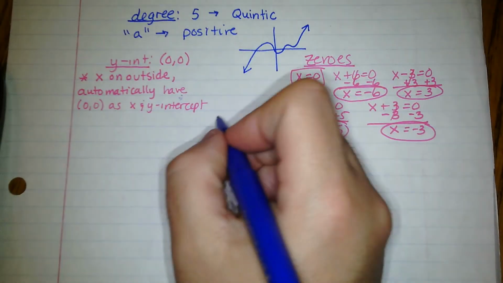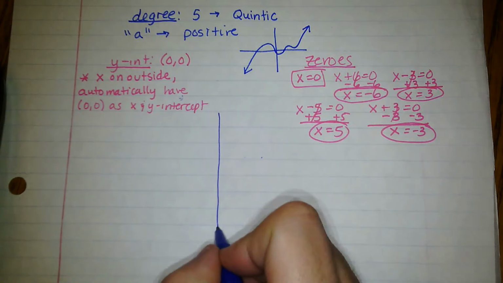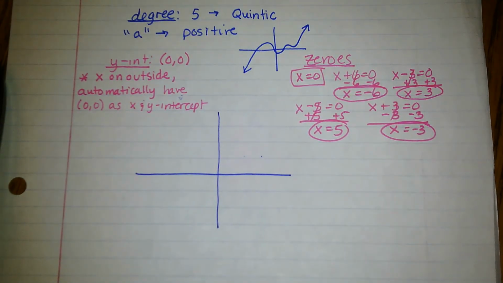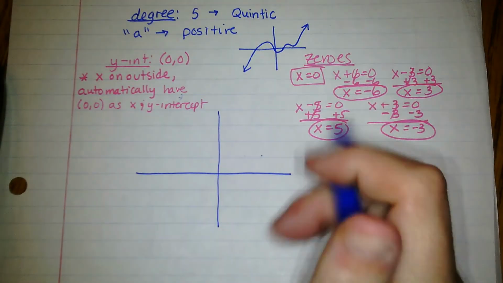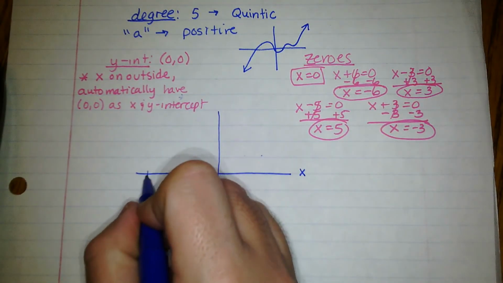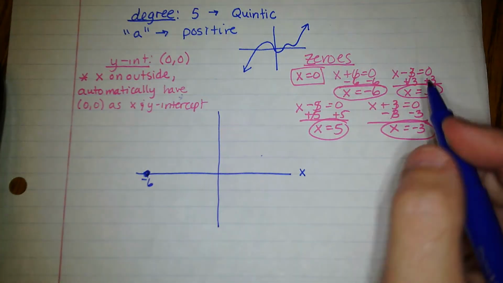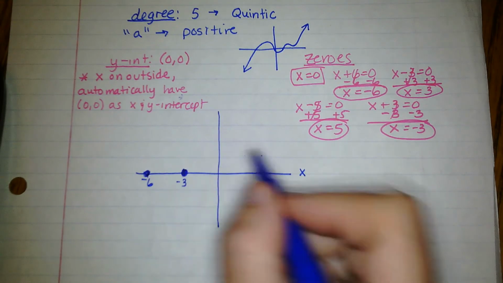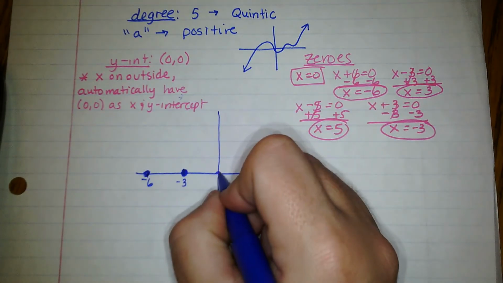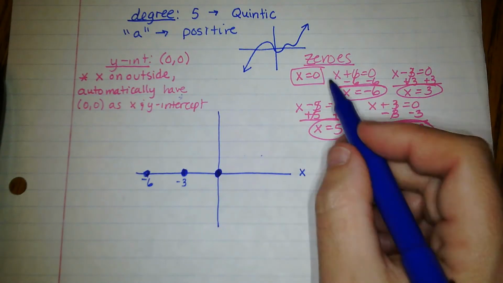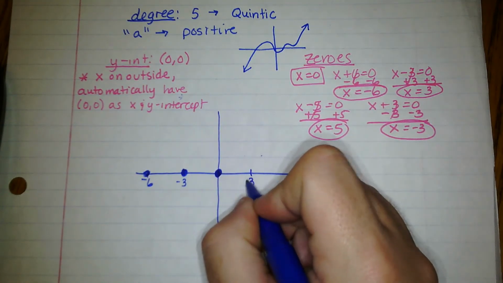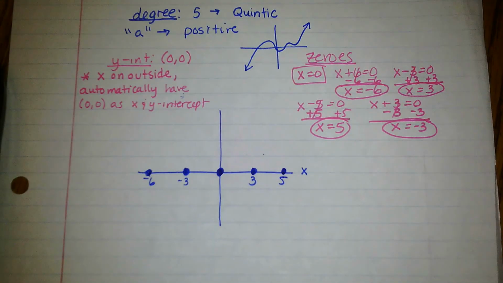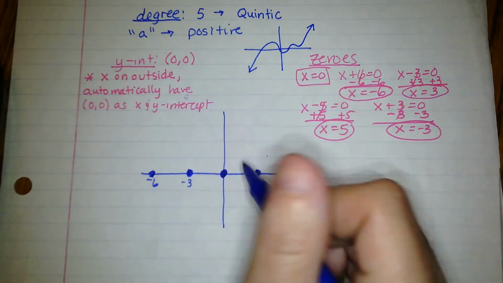Let's make a picture. Now this might be tight. I'm not sure. Leftmost x, negative 6. Then negative 3. Then 0. Then 3. Then 5. That's a lot of dots. And our y-intercept is here.